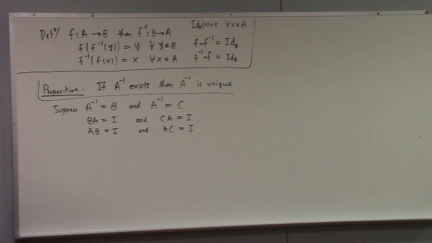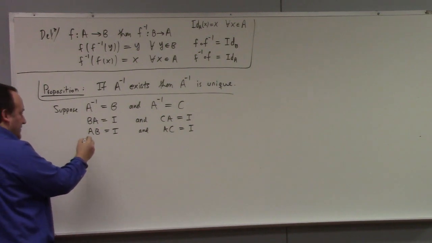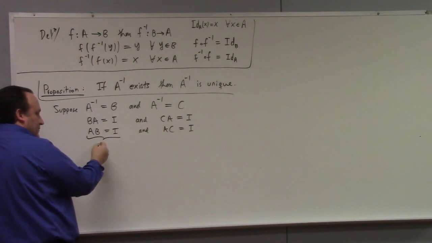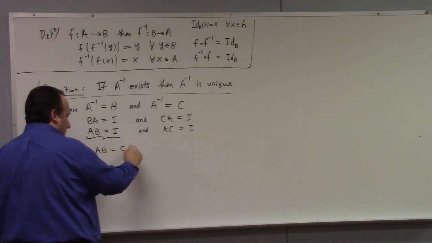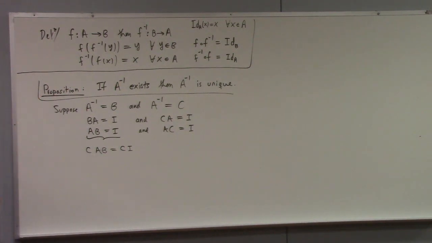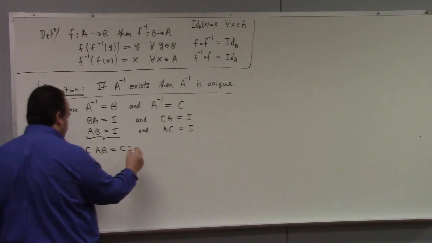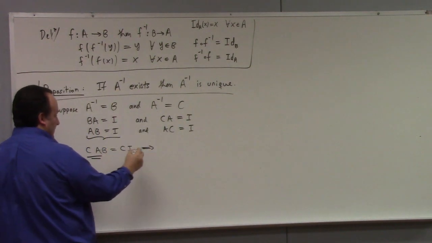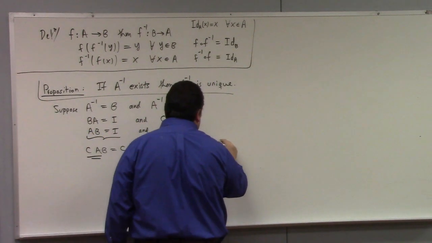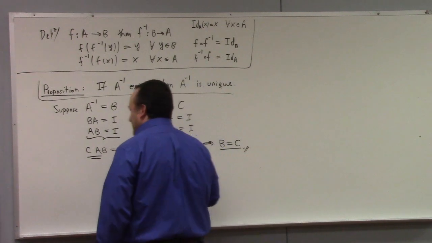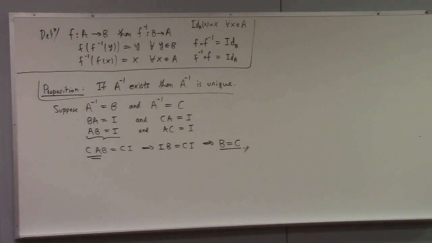Well, let's see here. What I would do is maybe take this one. It doesn't matter, there's lots of ways to go. I take this equation, I multiply by C on the left. So CAB is equal to CI. Do you guys follow that? But then what is CA equal to? See, this right here is I. So we've got I times B is equal to C times I, also known as B equals C. All right, so there you go. If the inverse exists, it has to be unique.